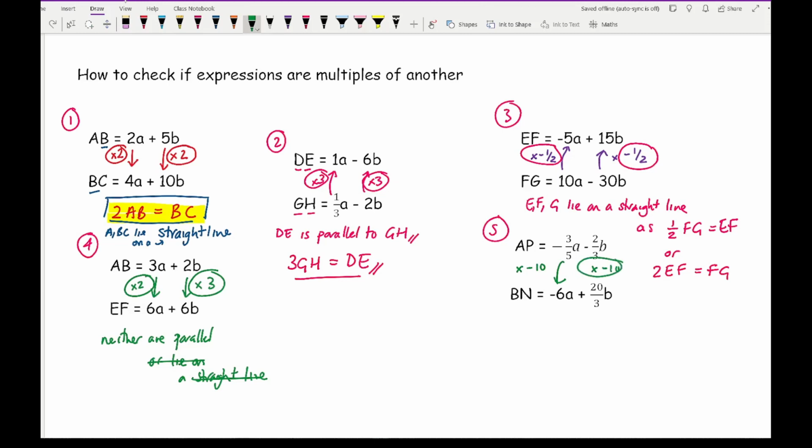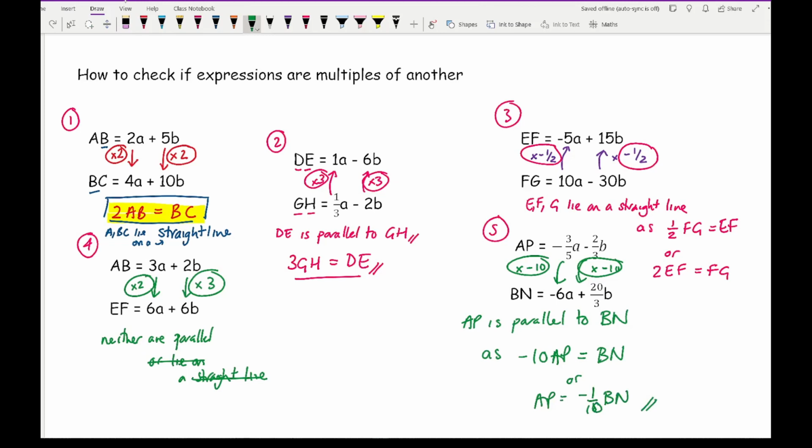So here you can see that because these numbers are the same, and looking at this, we've got no common letter, so AP is parallel to BN, as -10 AP is equal to BN. Alternatively, what you could write is that AP equals -1/10 of BN. That's a 10 there. So that's the way that you would prove it.